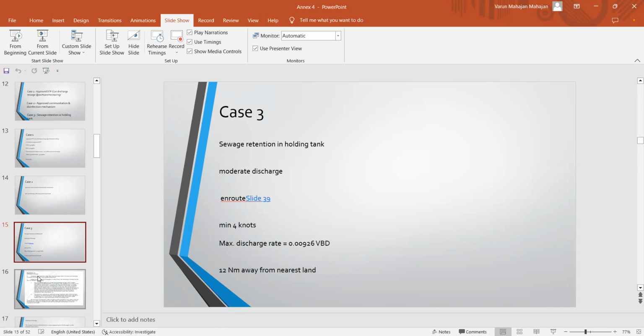Moderate discharge. What does moderate mean? Moderate rate of discharge. What does moderate discharge mean? Not instantaneous. As per that discharge rate we have to control the quantity. And why can we not do it instantaneously? Because it has to mix with the water. Otherwise, only in a particular area it will accumulate.